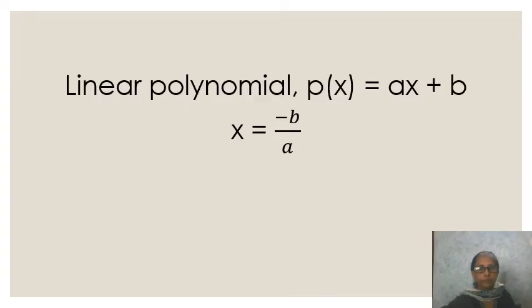Okay, in the last class you learned the zero of a linear polynomial is minus b by a. Remember that a linear polynomial is in the form of ax plus b, and here you find that the coefficient of x is a and b is a constant term, and the zero of the polynomial is minus b by a. That is the relationship between the zero of the polynomial and the coefficients for a linear polynomial.